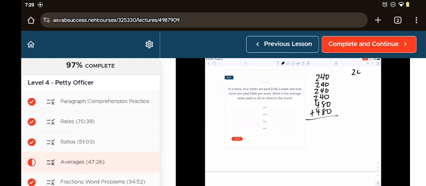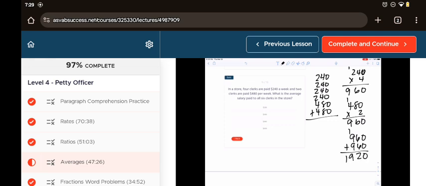So to make this easier, I'm just going to do 240 times 4. That gives me 0, 16, carry the 1. 2 times 4 is 8, plus 1 is 960. And 480 times 2, 0, 16, carry the 1. 2 times 4 is 8, plus 1, 960. So 960 plus 960, 0, 2, carry the 1, 19.